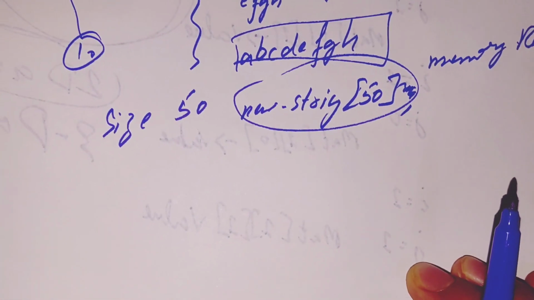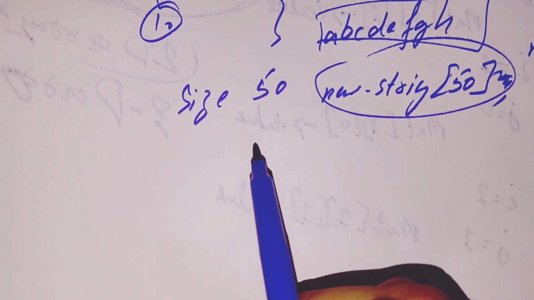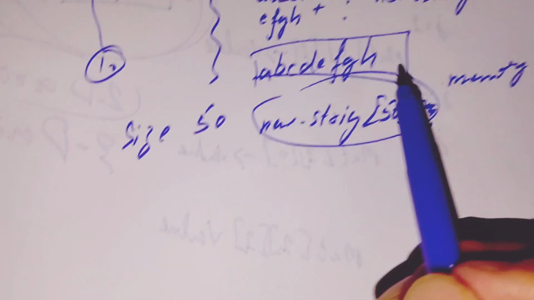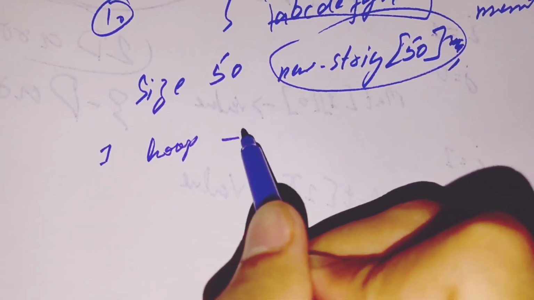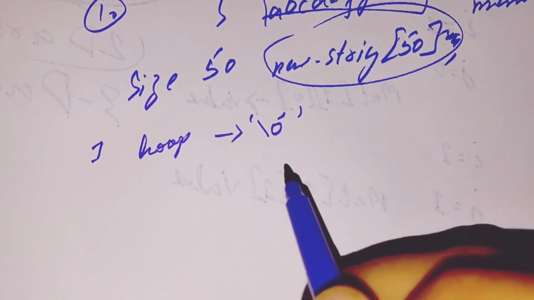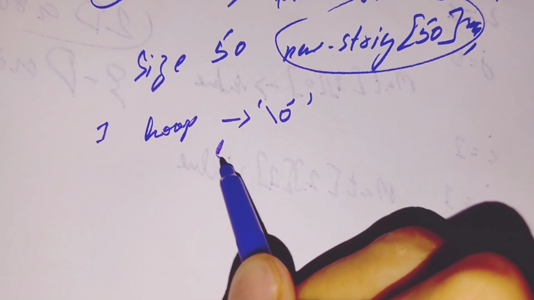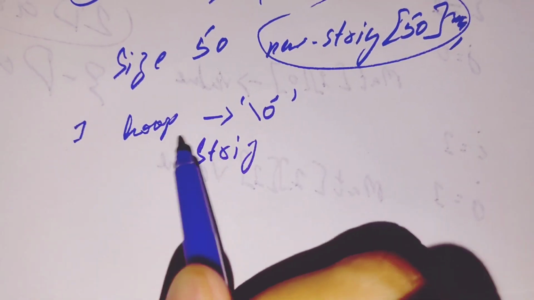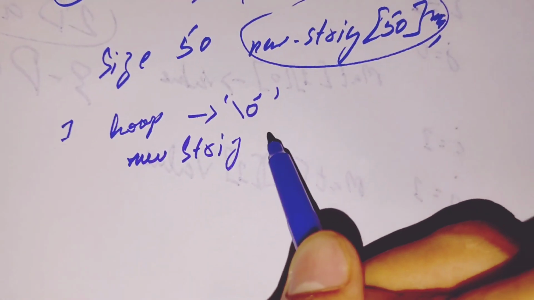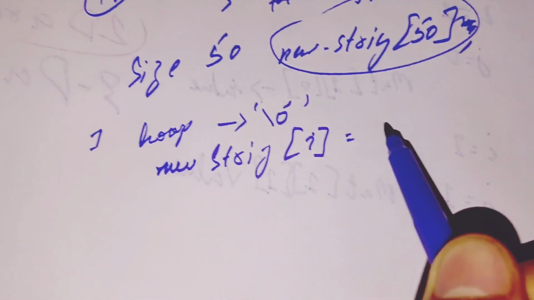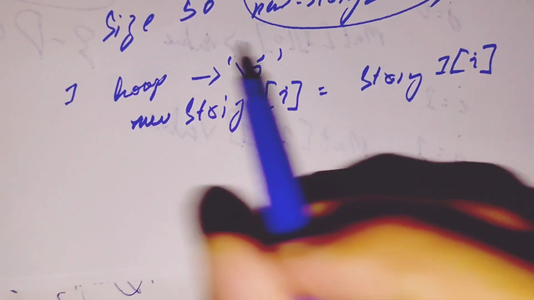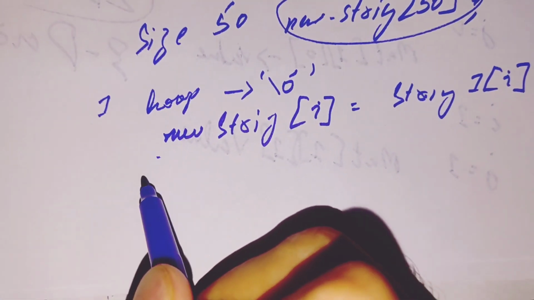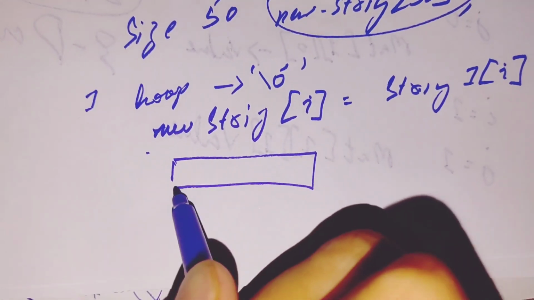Now what we can do is make a new string filled up with the data of this string and this string. How? I'll apply one loop to reach the null character and start copying. So this will be like new string[i] equals string1[i]. Then when this loop is completed, the string might be looking like this.